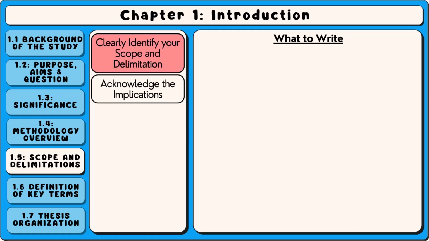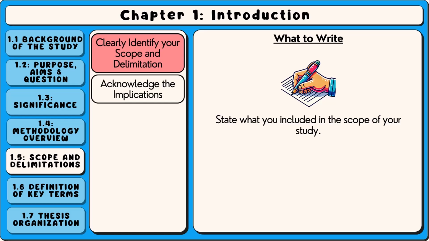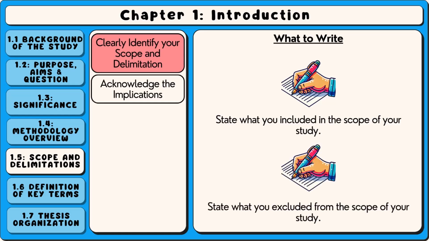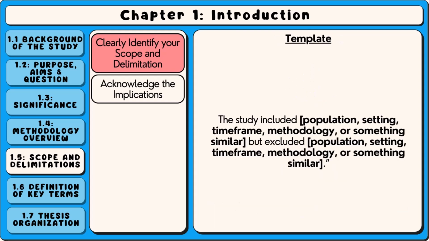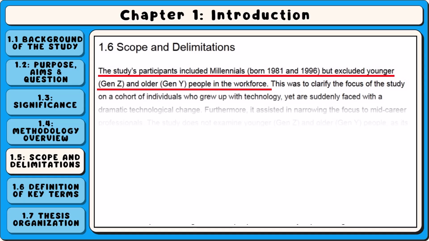Firstly, you want to identify your scope and delimitations, and then you want to acknowledge the implications of these decisions. Starting with identifying your scope and delimitations, you want to state what you included in the scope of your study and what you excluded from the scope of your study. Here's a template. You could start with, the study included a population, setting, timeframe, methodology, or something similar, but excluded another population, setting, timeframe, methodology, or something similar. In our sample piece, you can see it says, this study's participants included millennials born between 1981 and 1996, but excluded younger Gen Z and older Gen Y people.